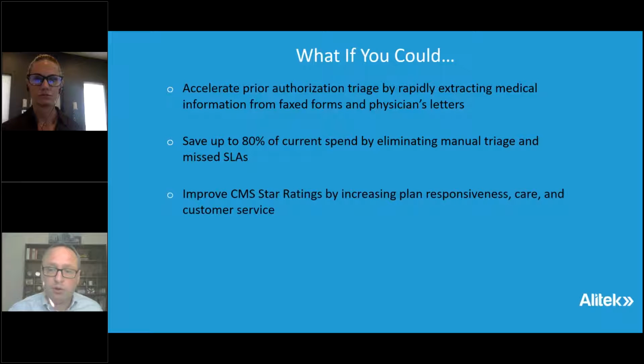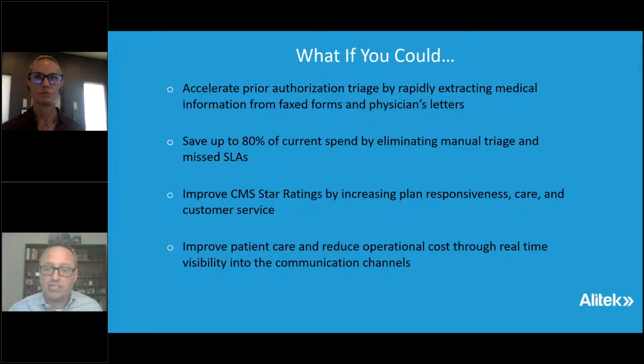What if you could improve CMS star ratings? Right, so CMS.org is the star rating system, which is tied to plan responsiveness, care, and customer service. Even if your star rating is a 4 or at the top end of 5, you may be investing a high amount of dollars to achieve that star rating, and you may be able to reduce that cost by deploying something a little more efficient.